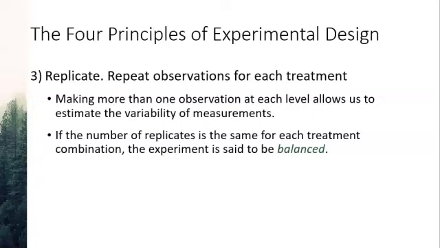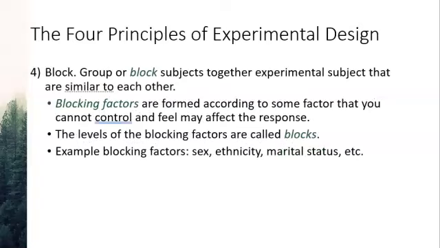For lighting, we have 20 in each group. That's the exact same number in every group, so it is balanced. And finally, block. Block means grouping similar subjects together based on a factor that you cannot control. Examples of this are someone's gender, their ethnicity, or marital status, for example.